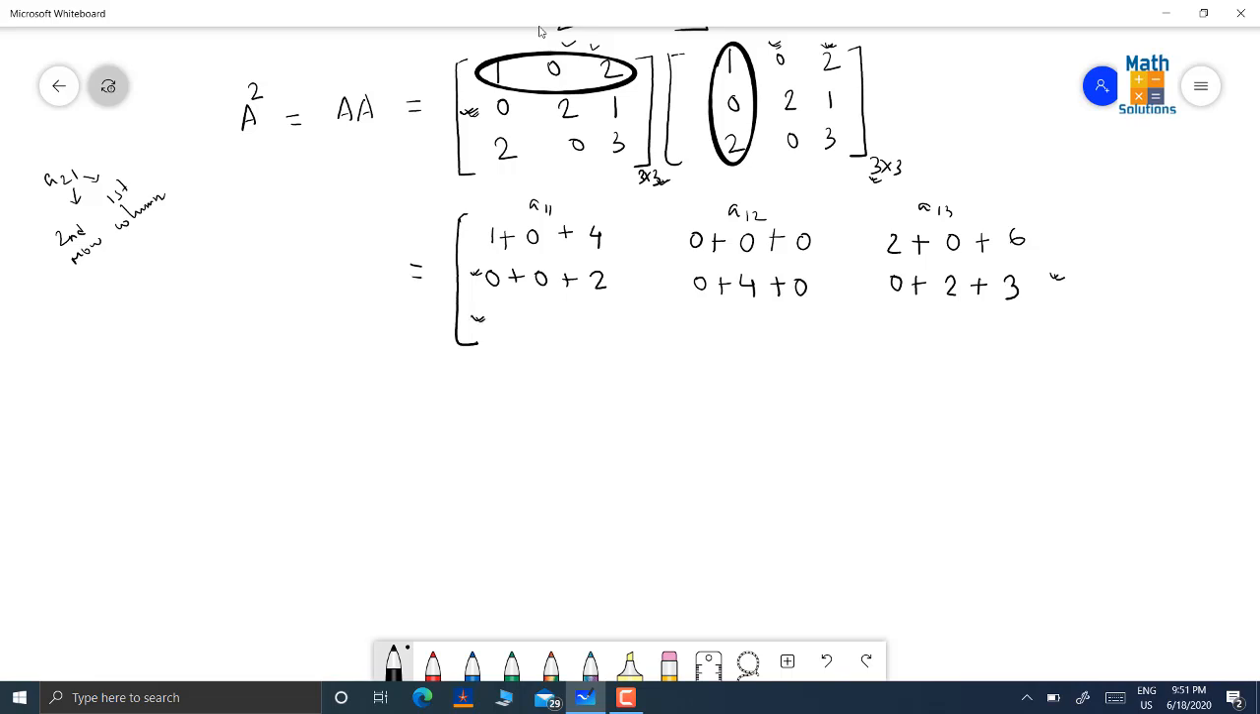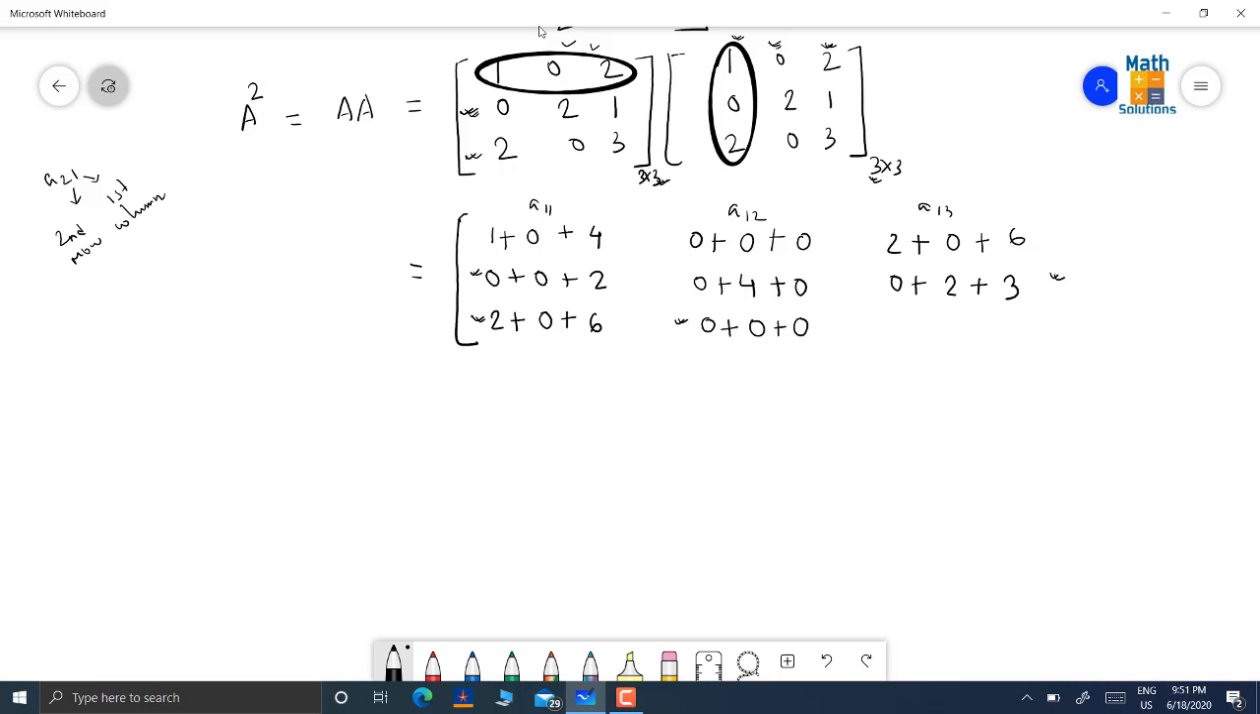Then after coming to the third row, this row we have to choose here and this column is to be taken for this position. So 2 into 1 it will be 2 plus 0 into 0 will be 0 plus 3 into 2 it will be 6. Then for this position it is a32. This is 3, this is 2. So 2 into 0 will be 0 plus 0 into 2 it will be again 0 plus 3 into 0 will once again be 0.